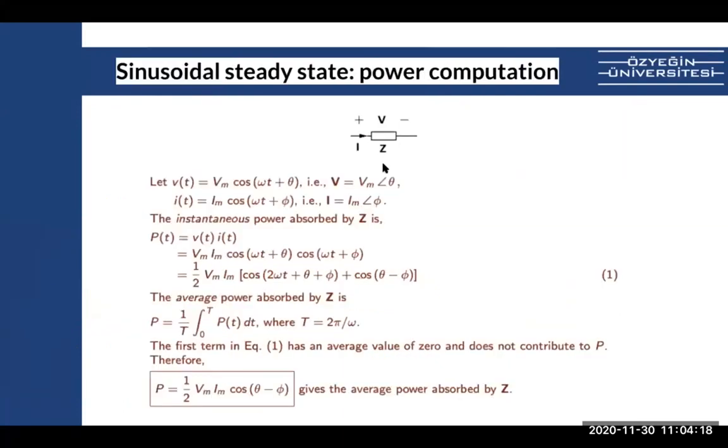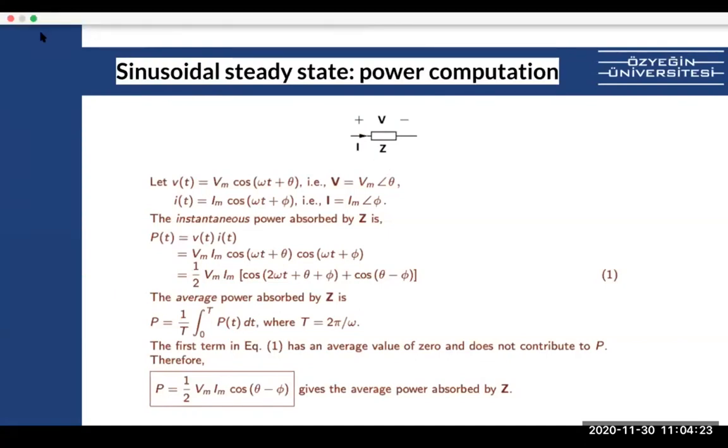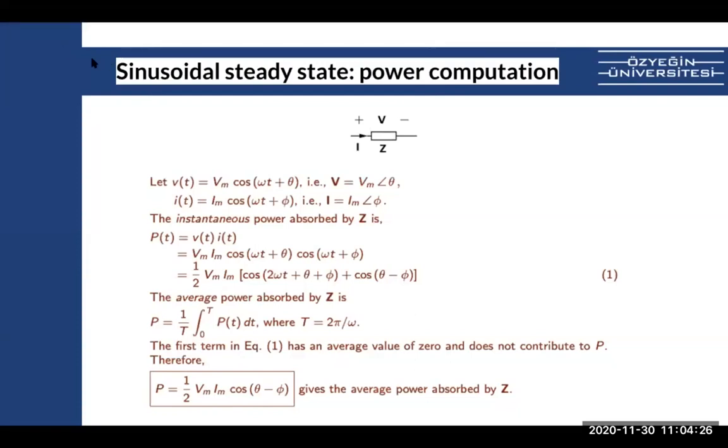So let's look at the power consumption in phasors. In time domain, you know that power consumption is voltage times current. And you multiply the amplitudes, you multiply the cosines, and then you get this signal. And to calculate the average power, you integrate it in a period, and then you divide by the period. That's how you find the average power, right? So the first term in equation 1, this term has an average value of 0. So this doesn't really contribute anything.